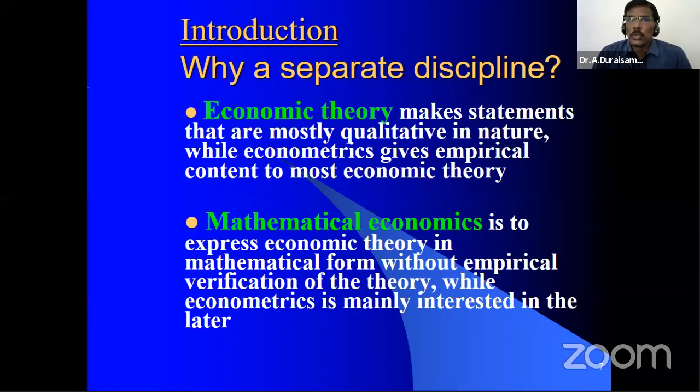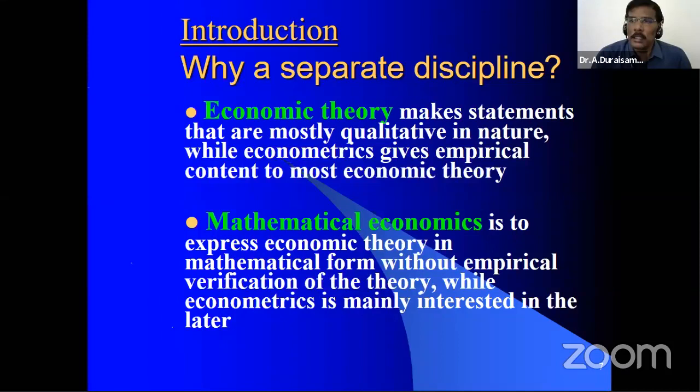But what is economic theory? It is simply statements that are mostly qualitative in nature. One small example is Keynes' psychological law of consumption. Most of you are from a commerce and economics background, so you all know what consumption is. Keynes, a famous economist, brought down a psychological law of consumption, which says in a verbal format that whenever income increases, consumption also increases, but not in the same proportion. This is the simple statement of Keynes' psychological law of consumption. It is nothing but an economic theory, the theory of the consumption function.